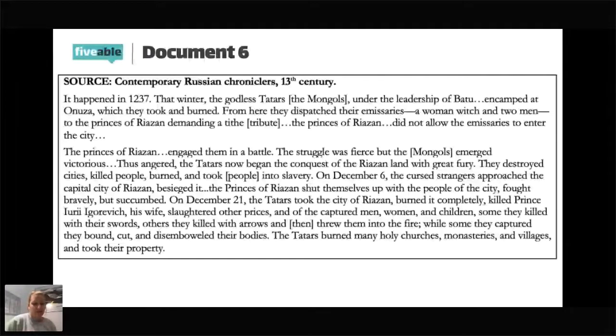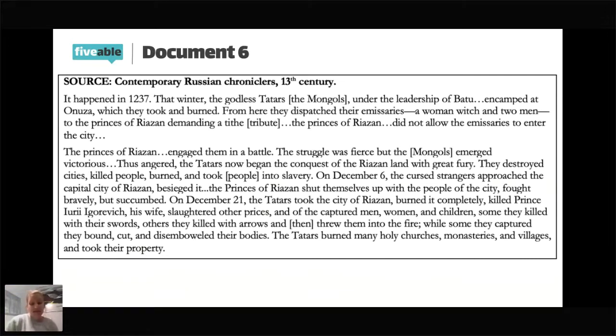On December 21st, the Tartars took the city of Ryazan, burned it completely, killed Prince Yuri Igorovich, his wife, slaughtered other princes, and of the captured men, women, and children, some they killed with their swords, others they killed with arrows and then threw them into the fire, while some they captured, they bound, cut, and disemboweled their bodies. The Tartars burned many holy churches, monasteries, and villages, and took their property.